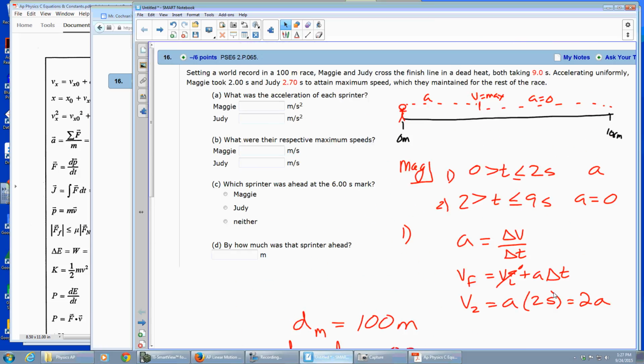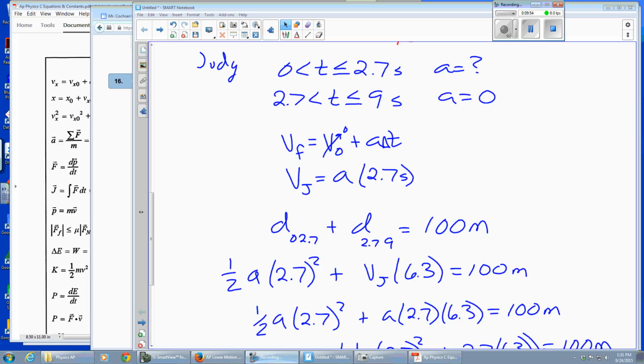So that was Maggie. Now let's do Judy. Do you want a second to try Judy, or do you want me just to go through how to do Judy? You want a second to try Judy? Okay, I'm gonna pause. All right. So Judy, you set up virtually the same way. Difference is the 2.7 for the acceleration versus the 9.